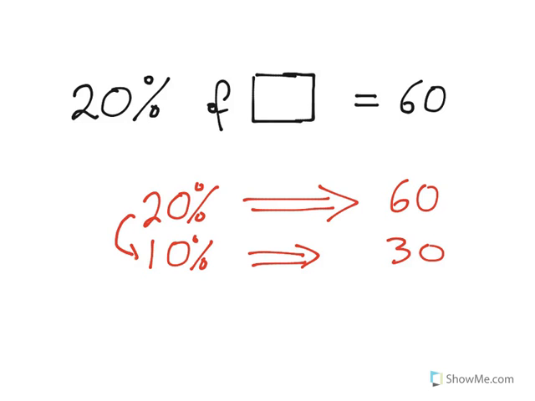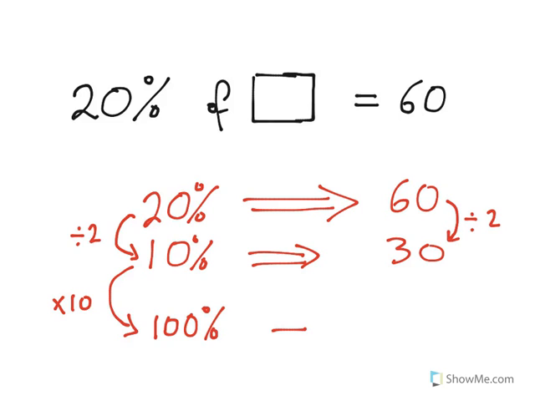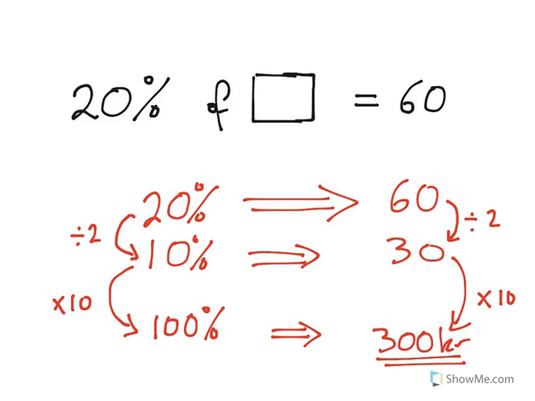How have I gone from 20 to 10? I've divided by 2. That means I do the same thing on the other side of my equation, divide by 2. So now I know that 10% is equivalent to 30. Well, how do I go from 10% to 100%? That's really easy. I multiply 10 by 10. That gives me 100%. So 100% must be equivalent to 30 times 10, which is 300. So now I have my answer here that 100%, my full price, would have been 300 kronas.